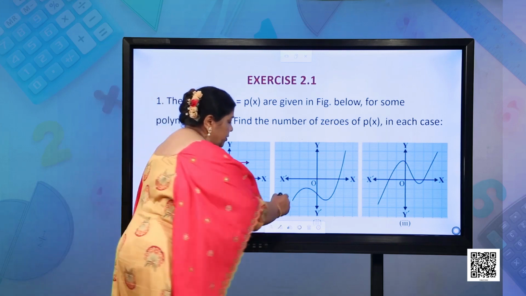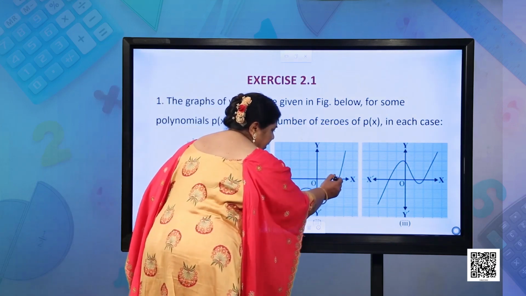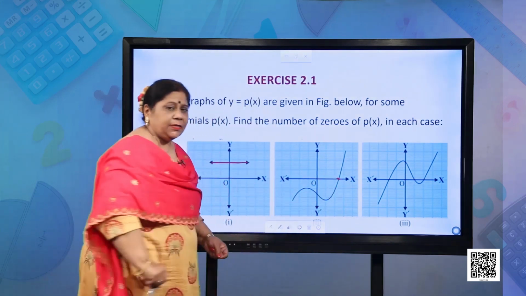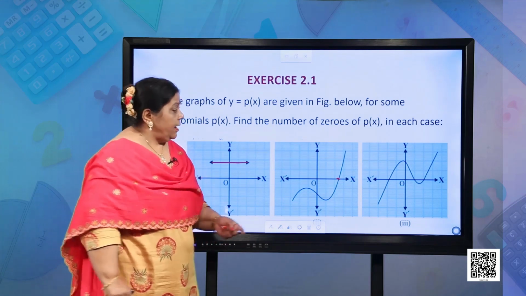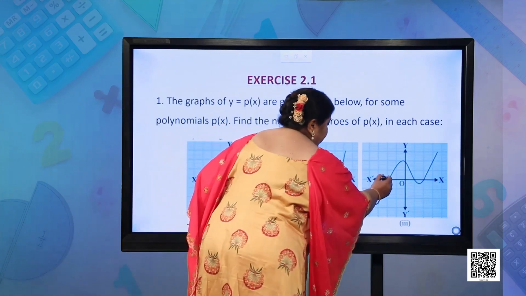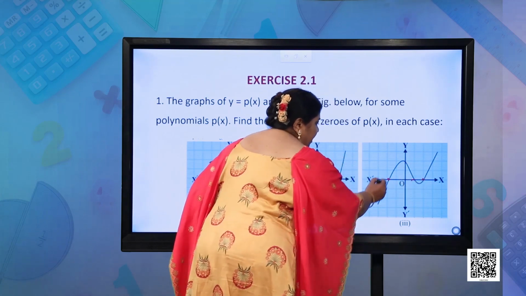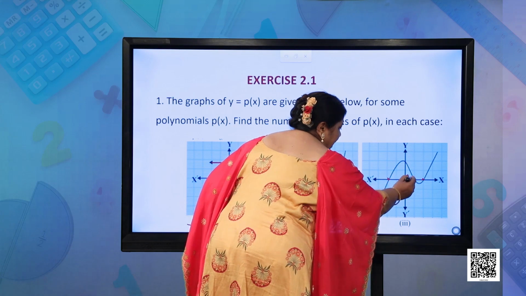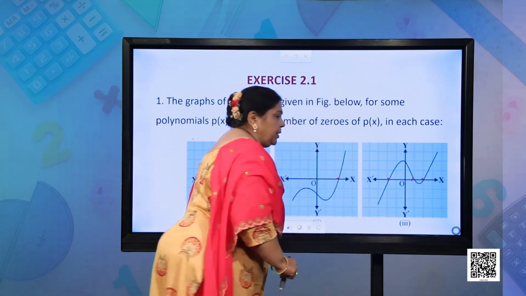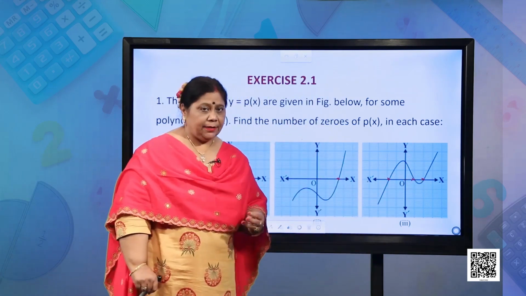In this case, can you see the graph, it is touching the x axis at one point. So, the number of zeros in this case will be 1. Here can you see, yes, how many zeros does it have? 3, you are right. We can see the graph is touching the x axis at 3 points. So, the number of zeros in this case will be 3.